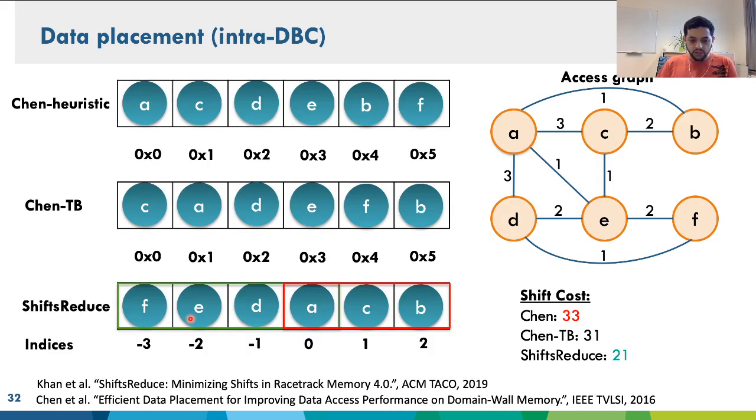The previous slide shows that data placement is promising. Talking about the solution, this single DBC or intra-DBC placement of variables is pretty much solved, or at least there are some solutions available which are very promising. I won't go into the details of all these solutions. I just want to emphasize the net result at the bottom line, which says that shift reduce, this heuristic here, is better compared to other existing heuristics.